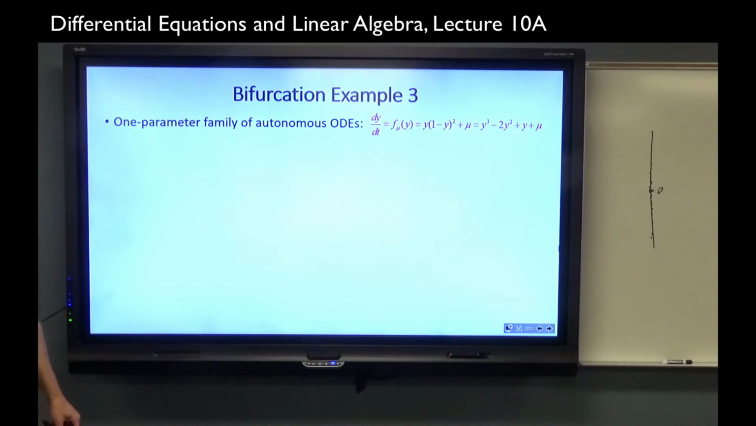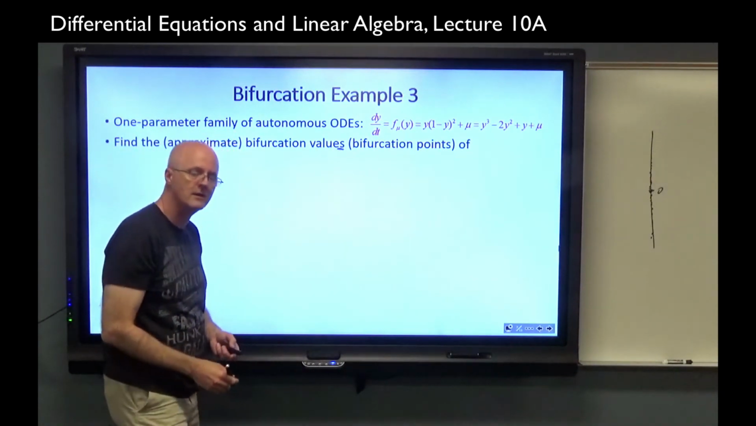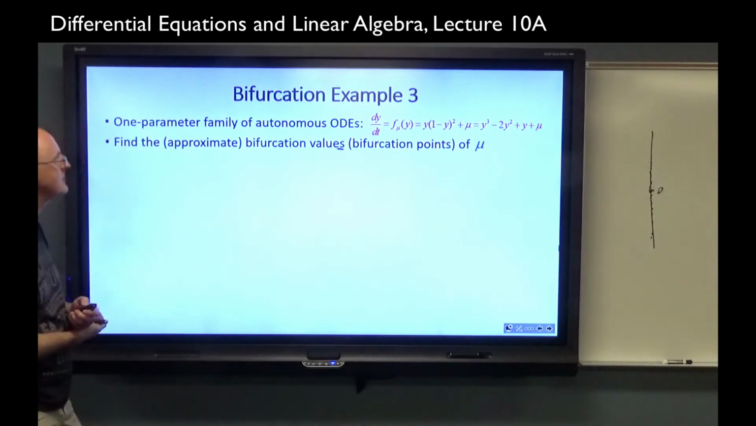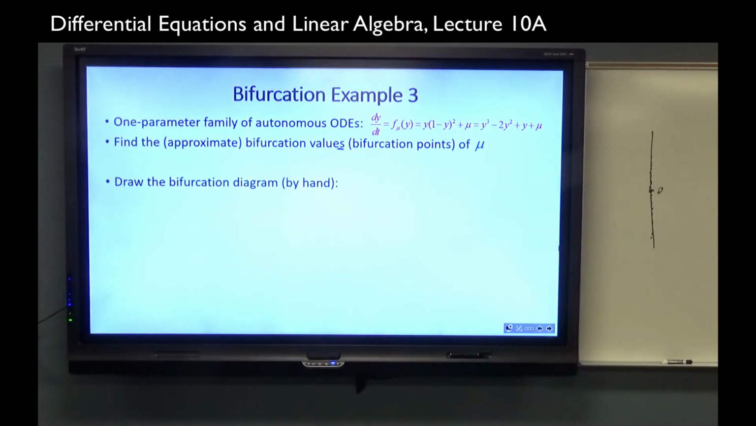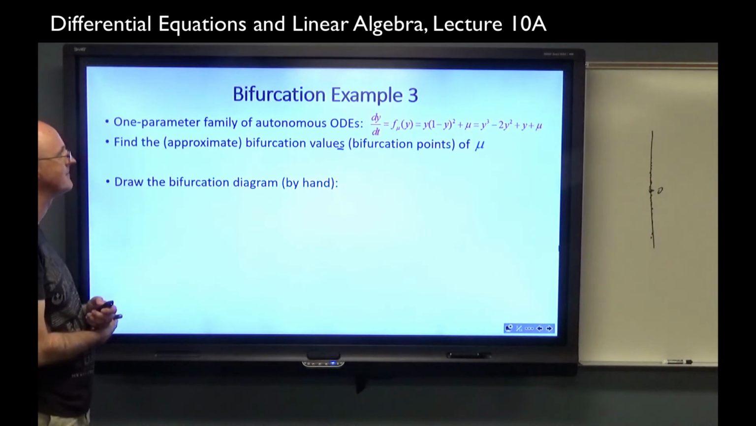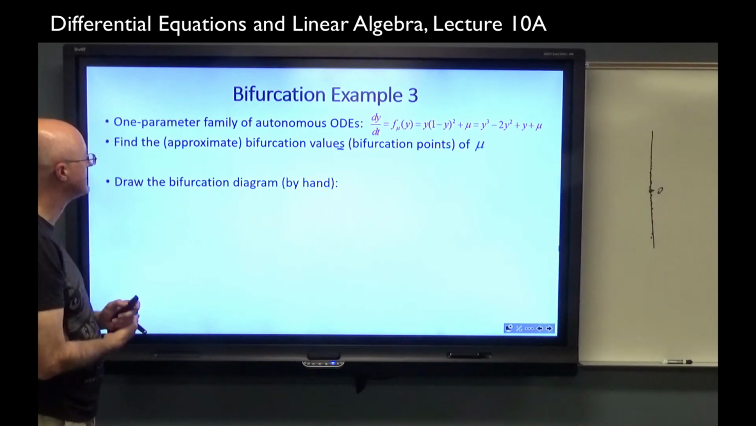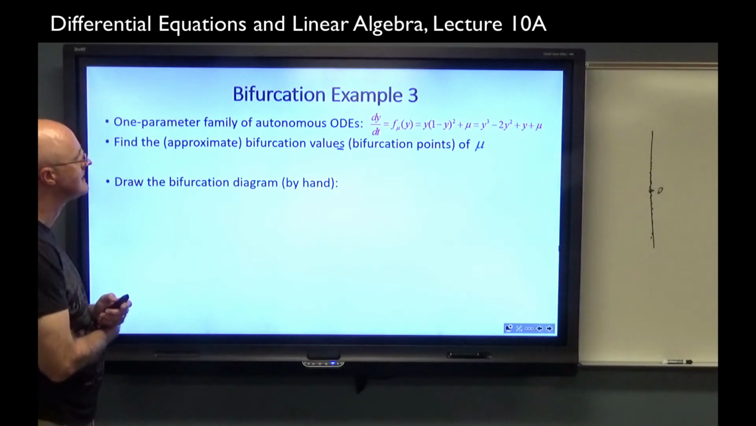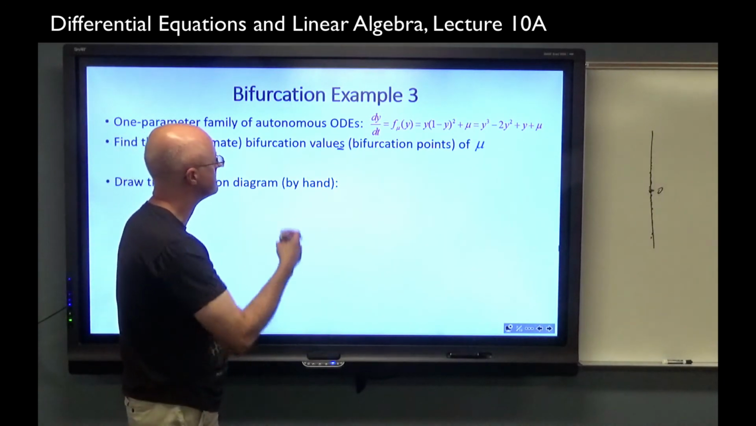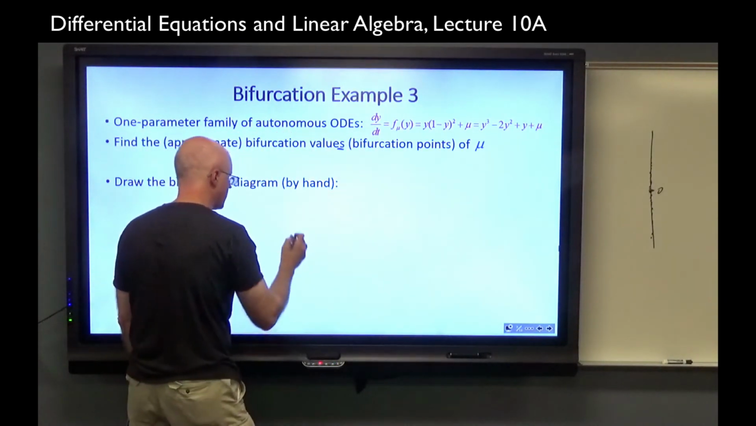How in the world should we do this? We want to once again find approximate bifurcation values. This time, there actually is going to be more than one value of mu for this family. And draw the bifurcation diagram. I said to do it by hand here, and you can do it by hand, but it is trickier. I think as far as finding the approximate values, well, I guess we probably could do it here, I think. Let's go ahead and try it by hand. See how far we can get.